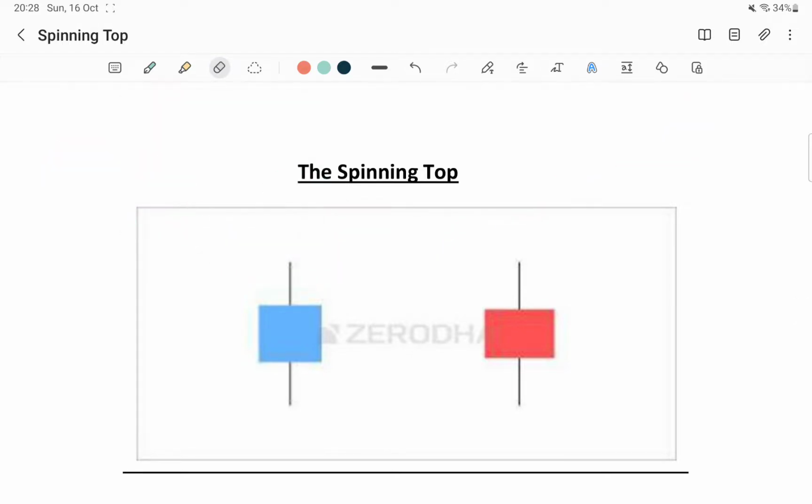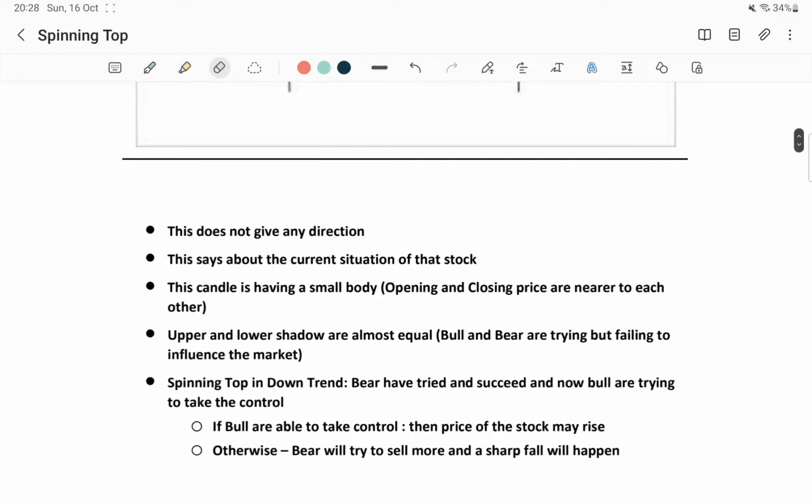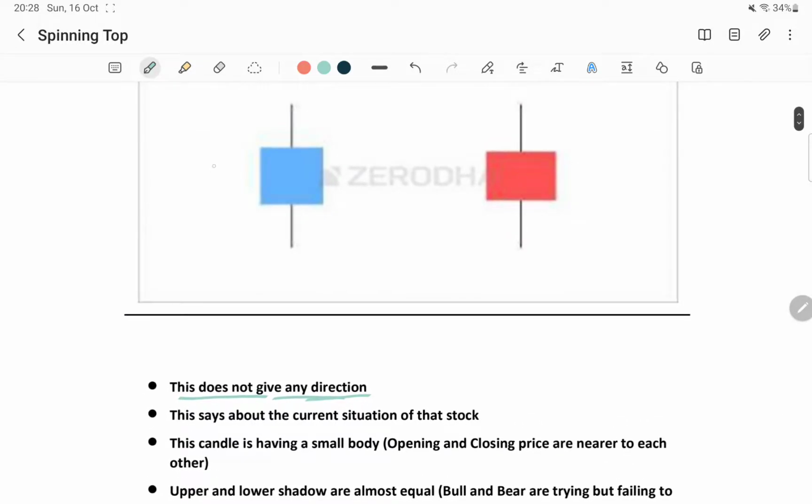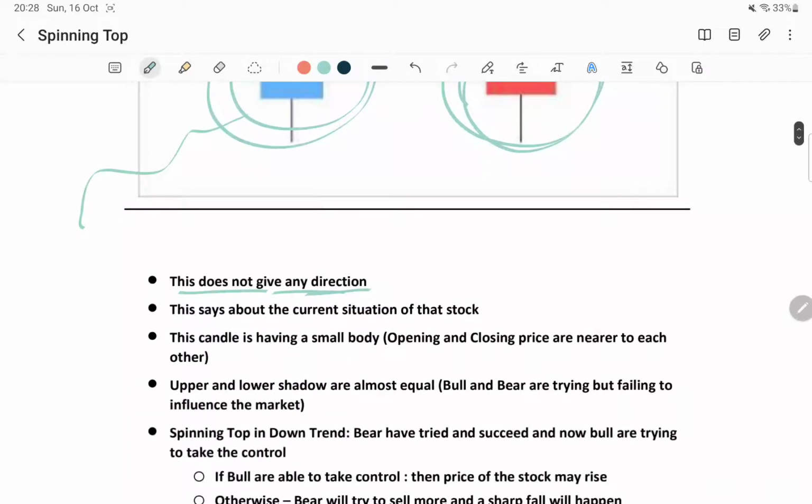Let's understand the features a spinning top has. Remember one thing: a spinning top does not give any direction. This candle does not say there is a direction. If the stock is moving up, the green spinning top does not say the stock will go up. Similarly, if the stock is coming down, this red spinning top does not say the stock is going to go down.